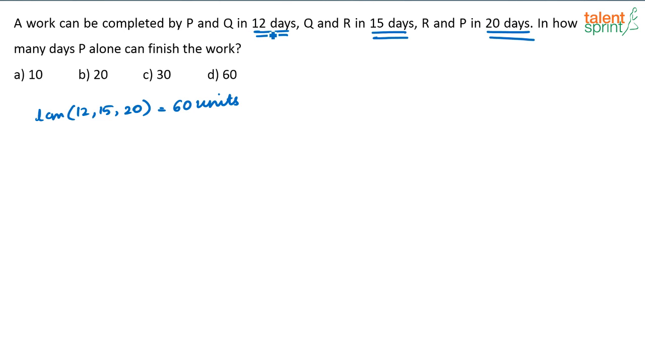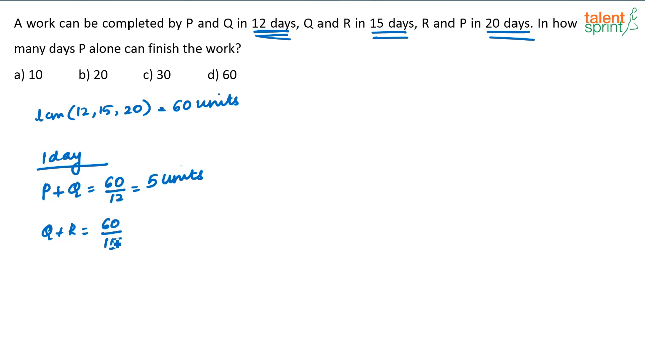Here now P and Q are finishing the work in 12 days. So in one day, what is the work done by P and Q? P and Q put together will complete 60 divided by 12 or 5 units of work. Similarly, in one day, Q and R put together will complete 60 divided by 15 or 4 units of work. Similarly, in one day, R and P put together will complete 60 divided by 20 or 3 units of work. So this is the work that is completed by P and Q in a day, Q and R in a day, and R and P in a day.